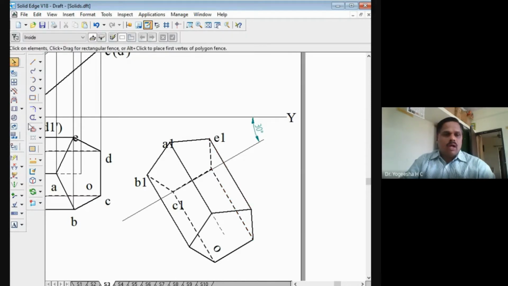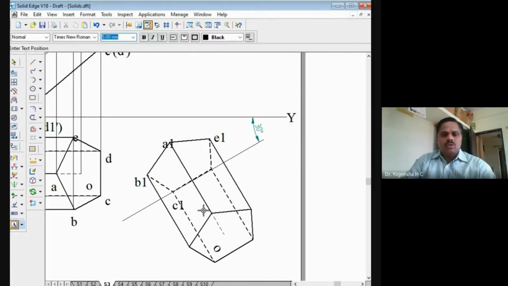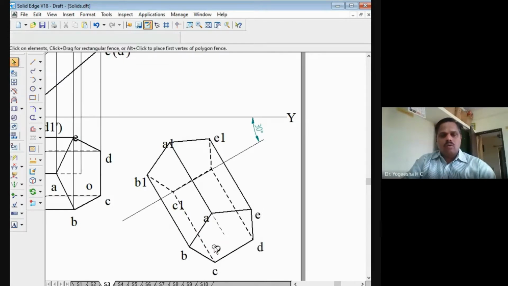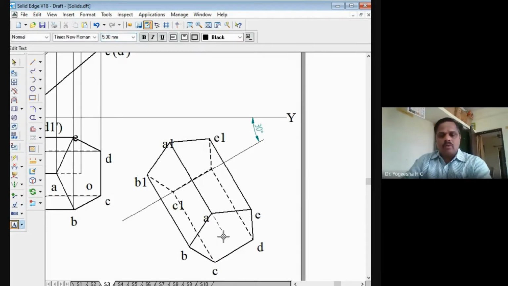I will mark those points now. So this is the point A, this is B, this point is C, this is D, this point is E, and this point is O. Here is O, and that O also I will mark here. This is the point O. And here is O1. O1 will be here.